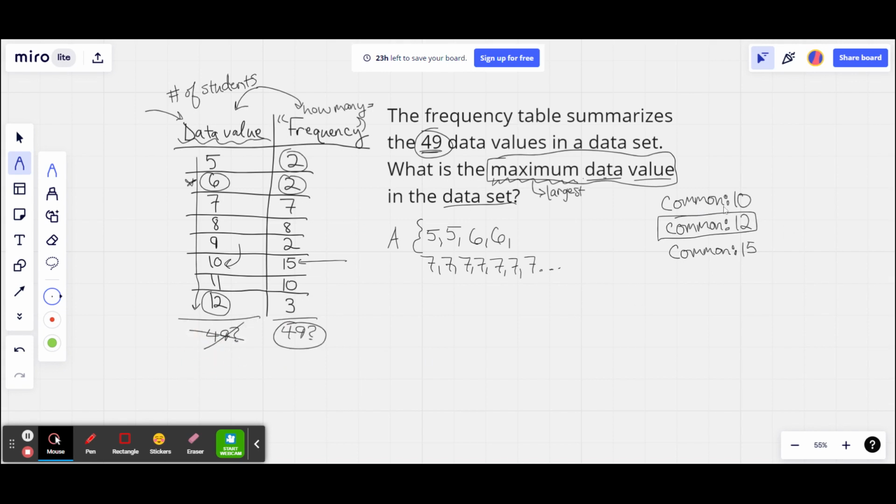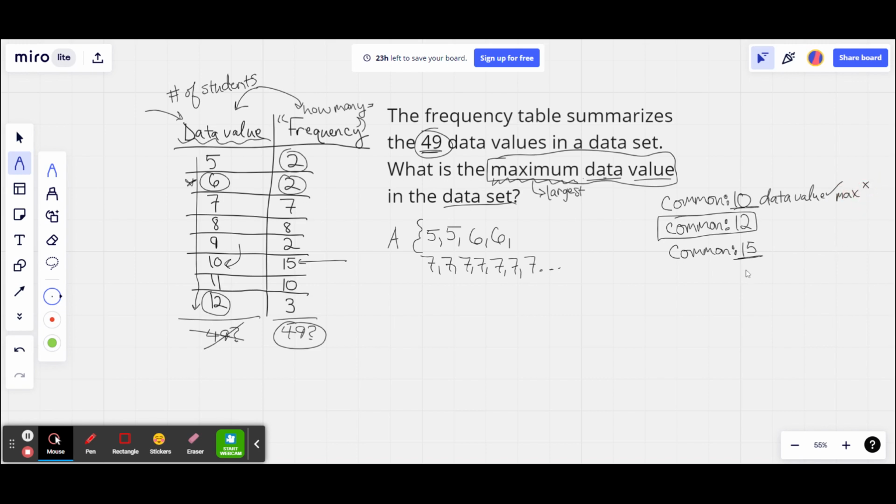So let's go back over to the 10 and the 15 if you want to understand why those are not the correct answer. So why is 10 not the correct answer? Well, it is a data value, and that's good because we were looking for the maximum data value. But is it the maximum one? Is it the largest one? And this is going to be a direct comparison between the numbers 10 and then 11 and 12, which are larger. So it is a data value, but it is not the maximum data value.